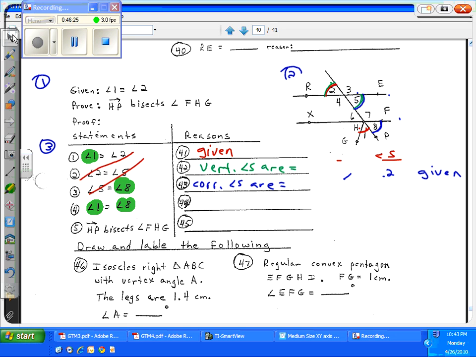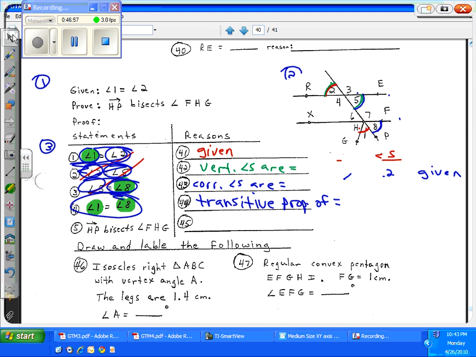So we've got, if 1 equals 2 and 2 equals 5 and 5 equals 8, then 1 equals 8. Transitive property of equality. Learn that one in algebra and in geometry. Okay?